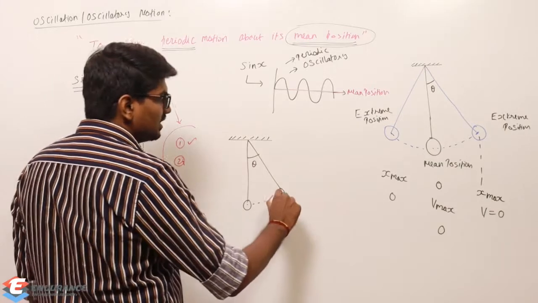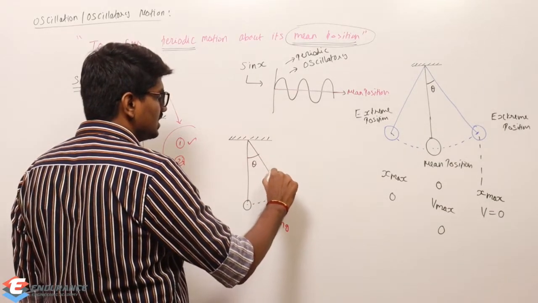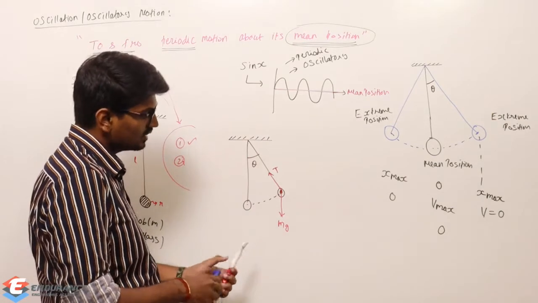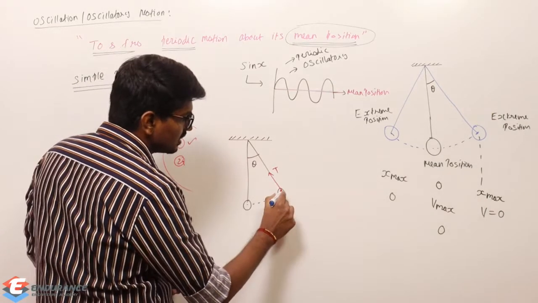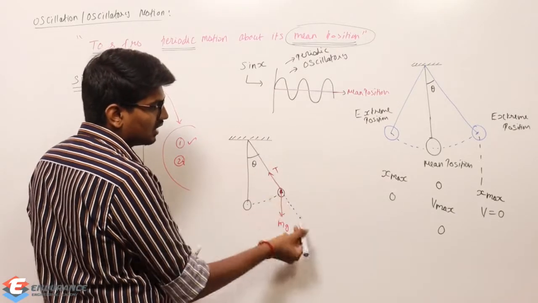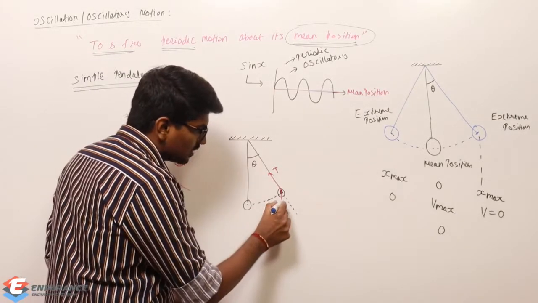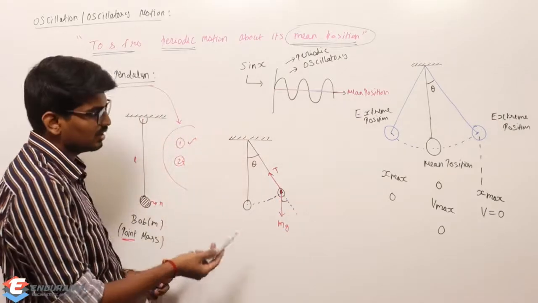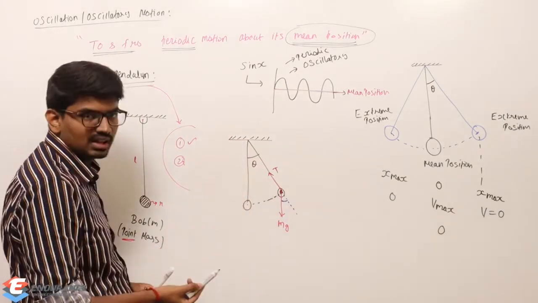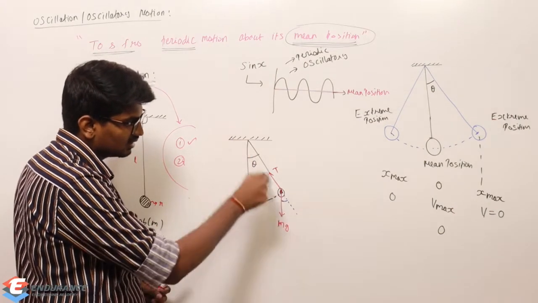And there will be tension in the string. Let the tension be T. Now I can resolve the weight into two directions. One is along the thread, and another is perpendicular to it. So first of all, what is this angle? From geometry, I can say the angle between this and the vertical line is theta. This is my mg, and this blue line was the same line, right?